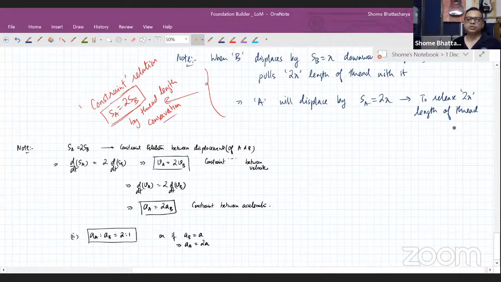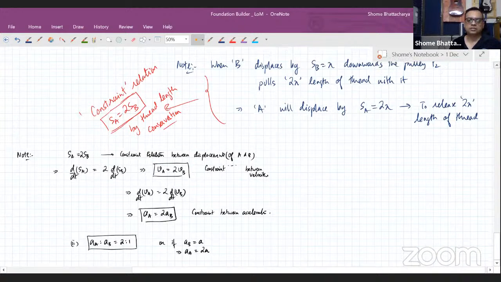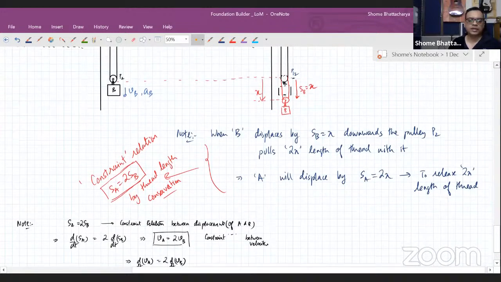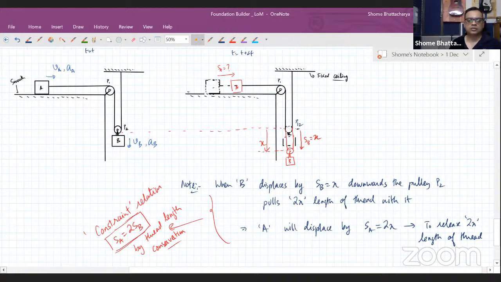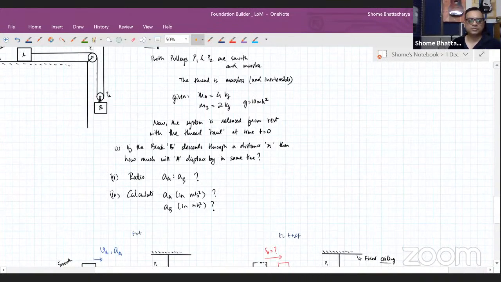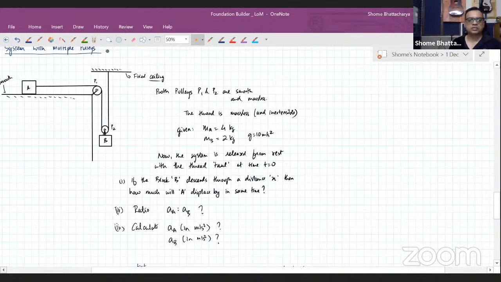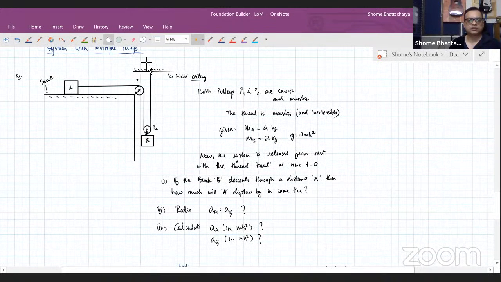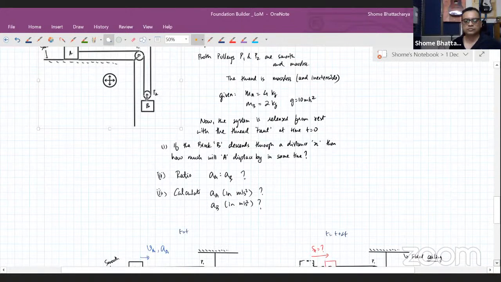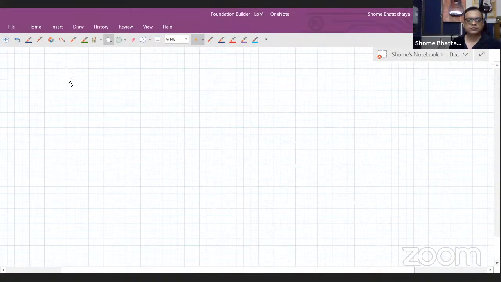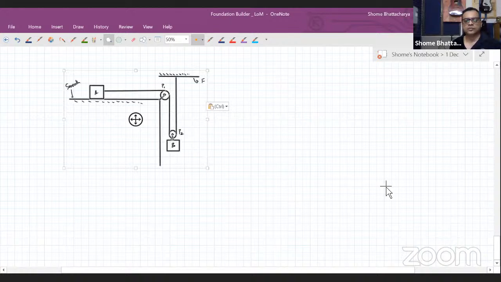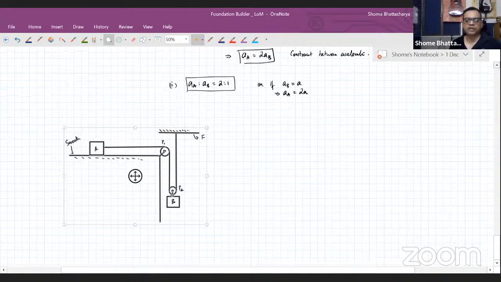Okay, now next thing is we want to find out these accelerations in actual magnitude and value. Okay, so let's go back to the original diagram and understand the forces which are acting on the blocks. This is the diagram, and let's pick up the values also.